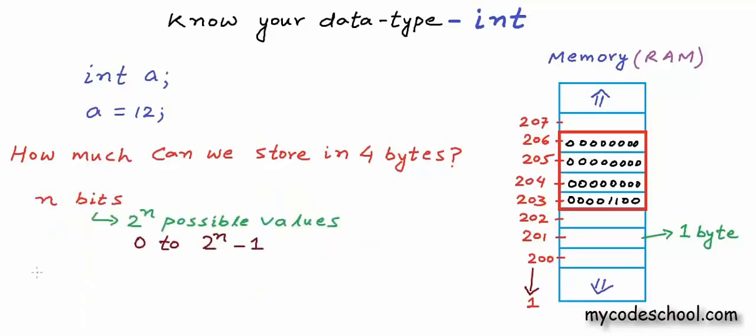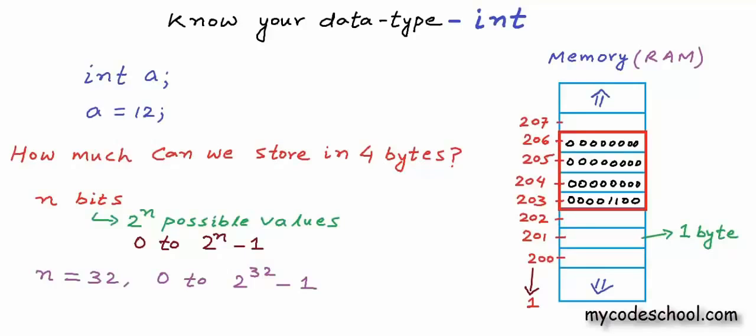So with 4 bytes or 32 bits, we can have decimal values from 0 to 2 to the power 32 minus 1. So if we have 4 bytes to store an integer, then the maximum value that we can store is 2 to the power 32 minus 1. But this is if we are storing only positive values. Int data type can store negative values also. If we are storing negative values also, then the maximum cannot be 2 to the power 32 minus 1.